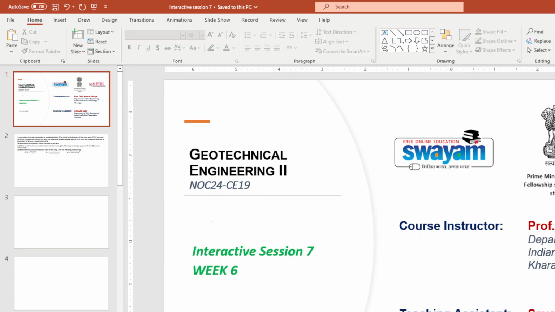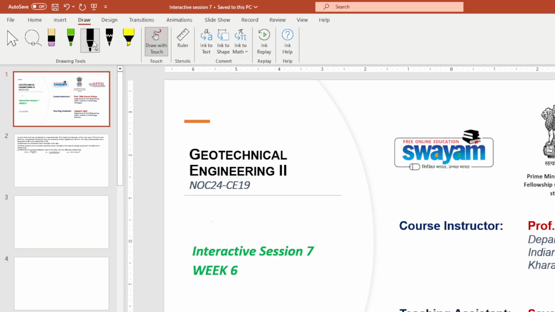I'm a third year research scholar at IIT Roorkee, and today we will be starting our seventh interactive session. And we will be discussing what we have studied in the sixth week of this course. So, in the sixth week, from the handouts, I could see there are some topics on electrical resistivity techniques.